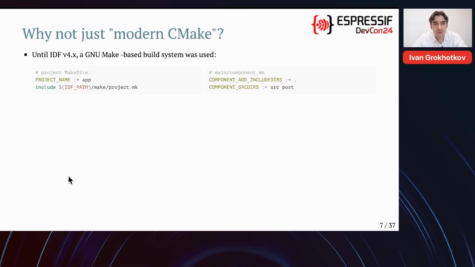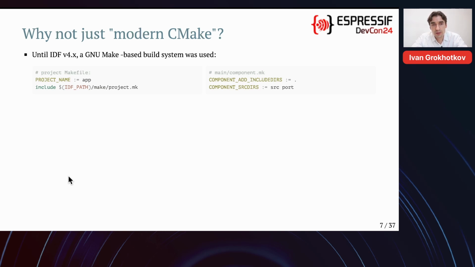To explain this, I have to go a bit back to the time when ESP-IDF didn't use the CMake build system. Up until version 4, IDF was using a build system based on GNU Make. Here is what the makefiles written for GNU Make look like. You see that there is very little boilerplate, which means that for the makefiles to be that simple, there has to be a lot of implicit behavior.